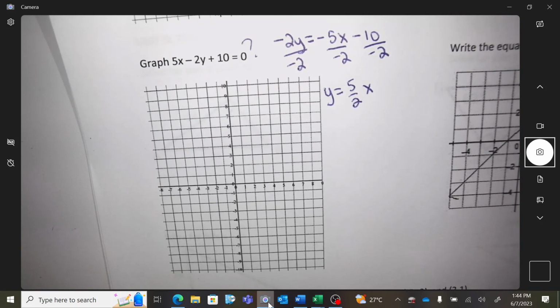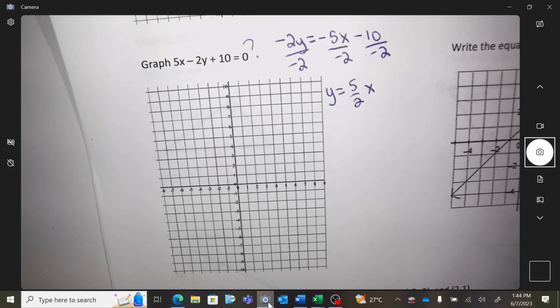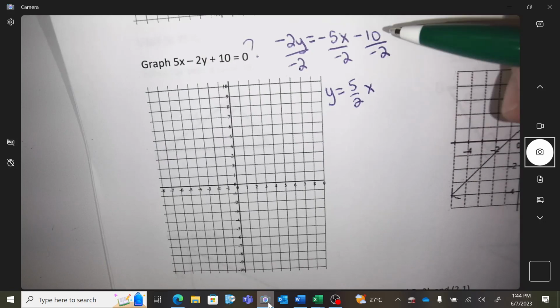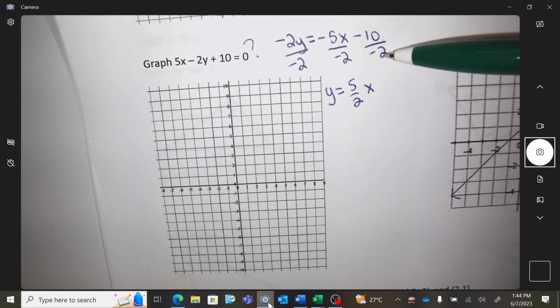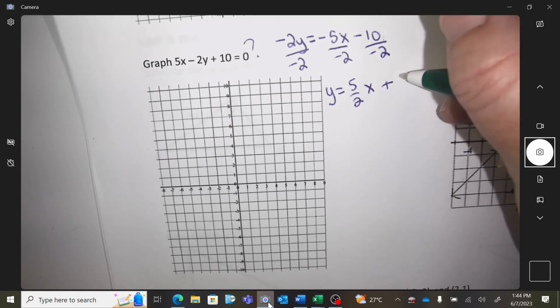Why did you make them all negative? You could have done the other way around too, but I'm just going to always do this method so that my y is just y equals mx plus b. It always will end up like that. But I get you. Yeah, that was fine, what you did. And then negative divided by negative is positive 5.